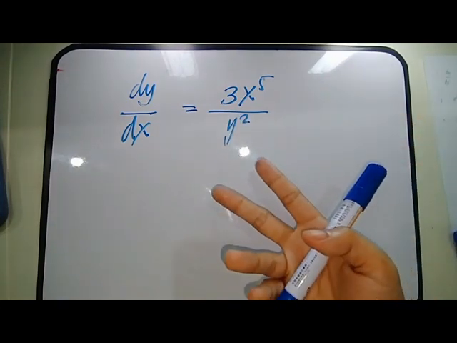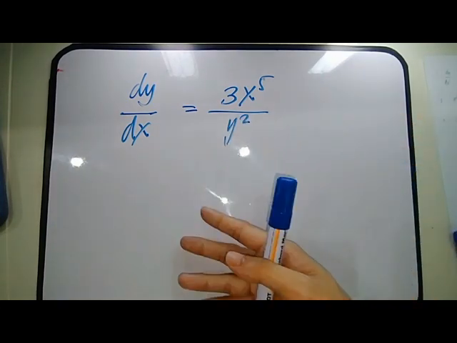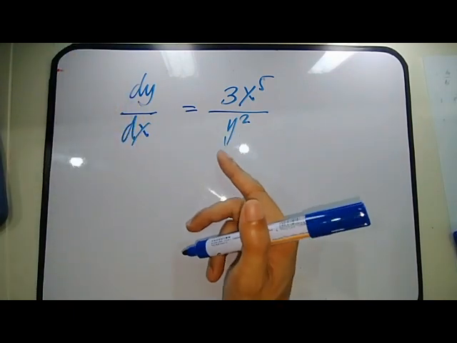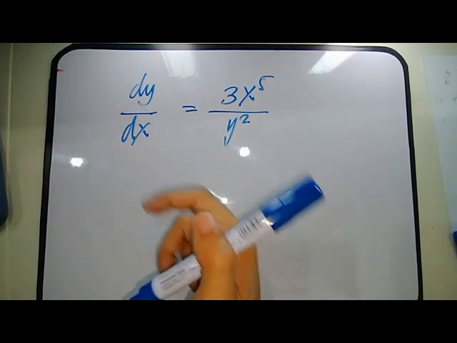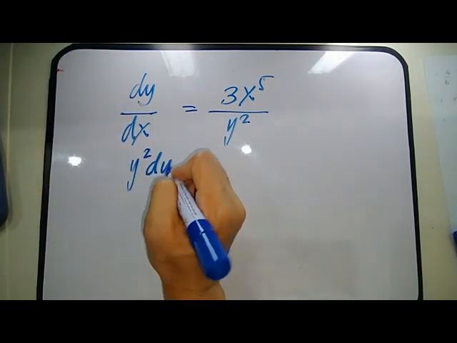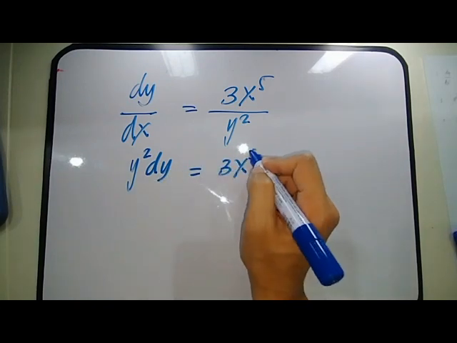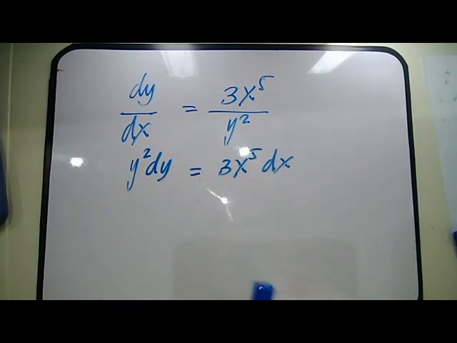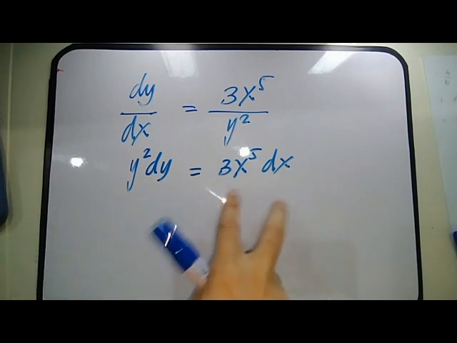So by inspection, we can separate those variables. Multiply y squared to both sides and multiply the differential of x to both sides. We have here y squared dy equals 3x raised to 5 dx. So we have separated those variables, putting them on common sides so that we can integrate.